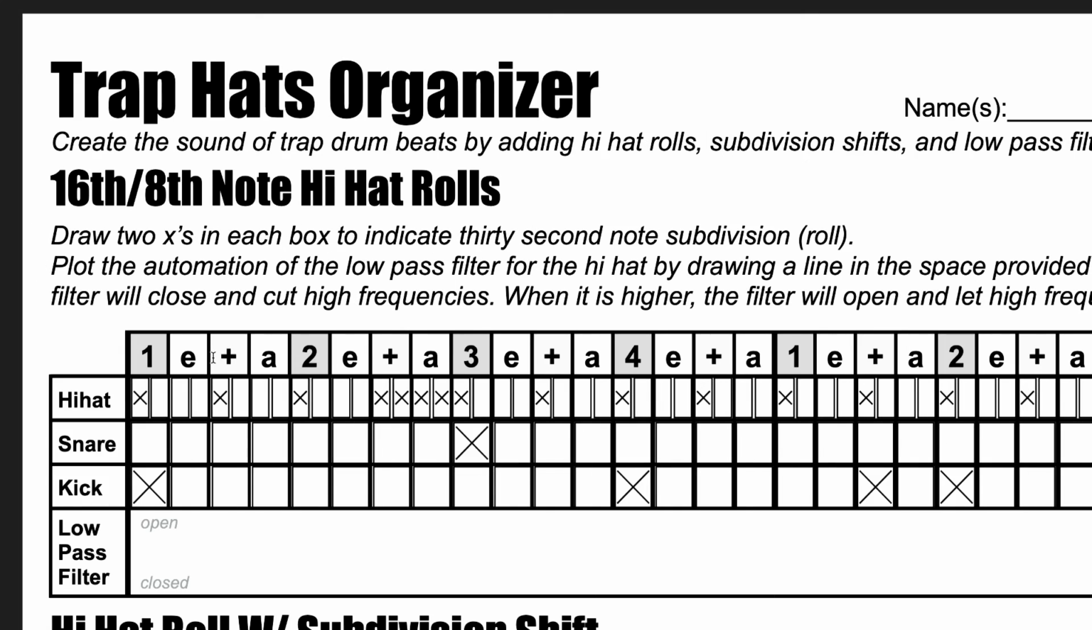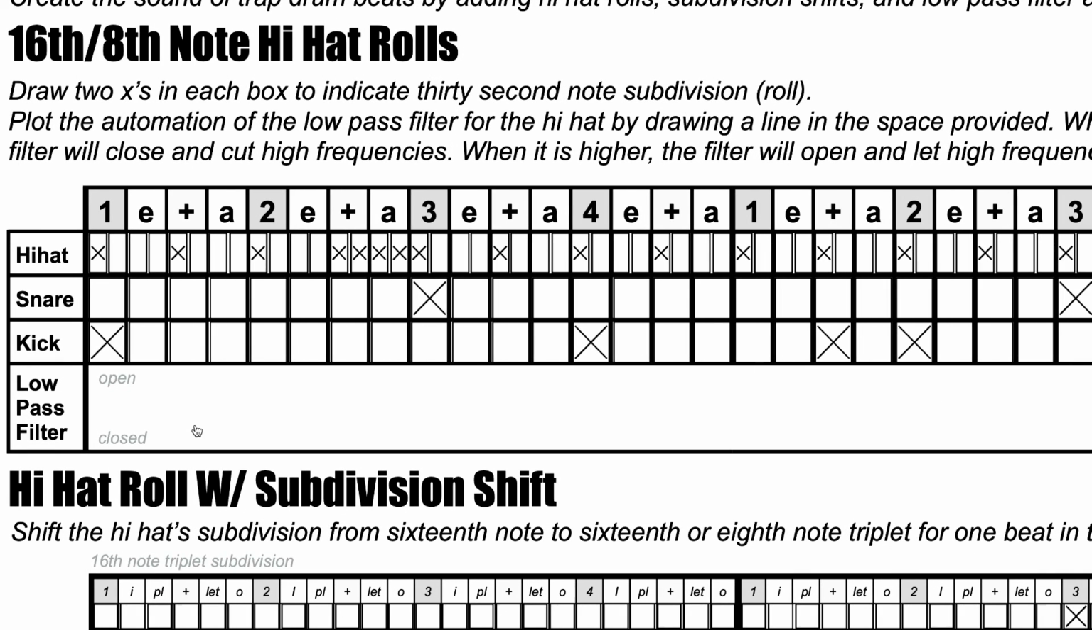So in the organizer, I have a space here for the low-pass filter. And when that line is all the way at the top, that means the filter is open. It's going to allow all those frequencies to come through. When it's down, it's only going to allow low frequencies to come through, so it's going to cut those high frequencies. Normally, the filter is engaged during those rolls or the subdivision shifts.